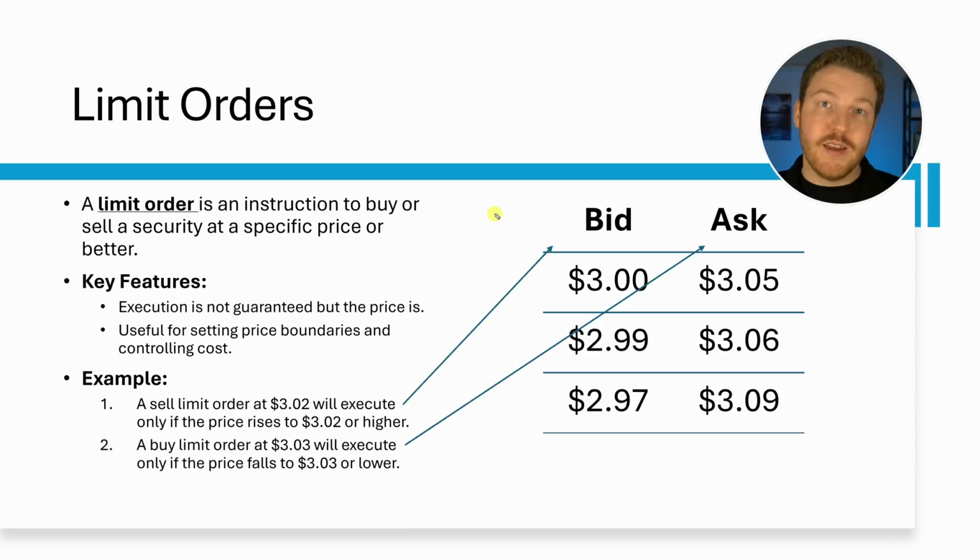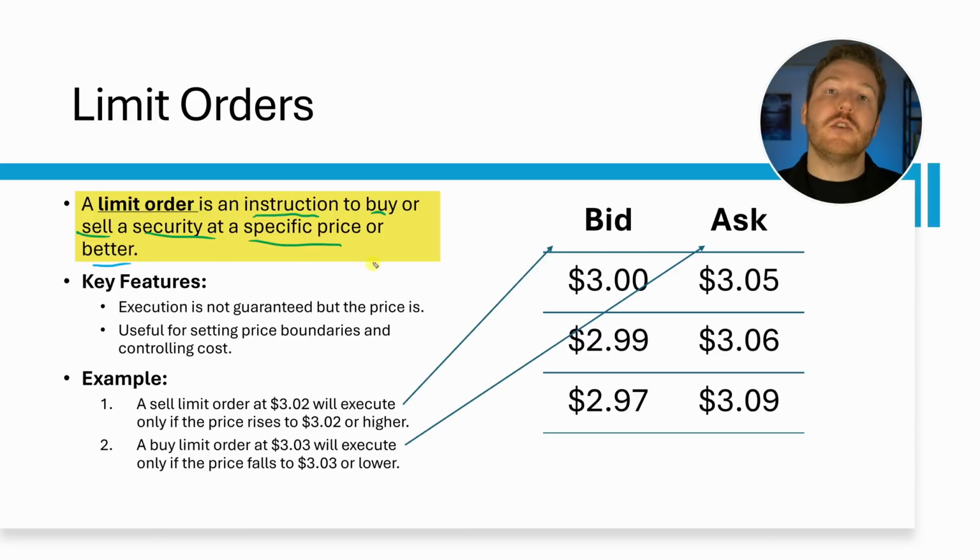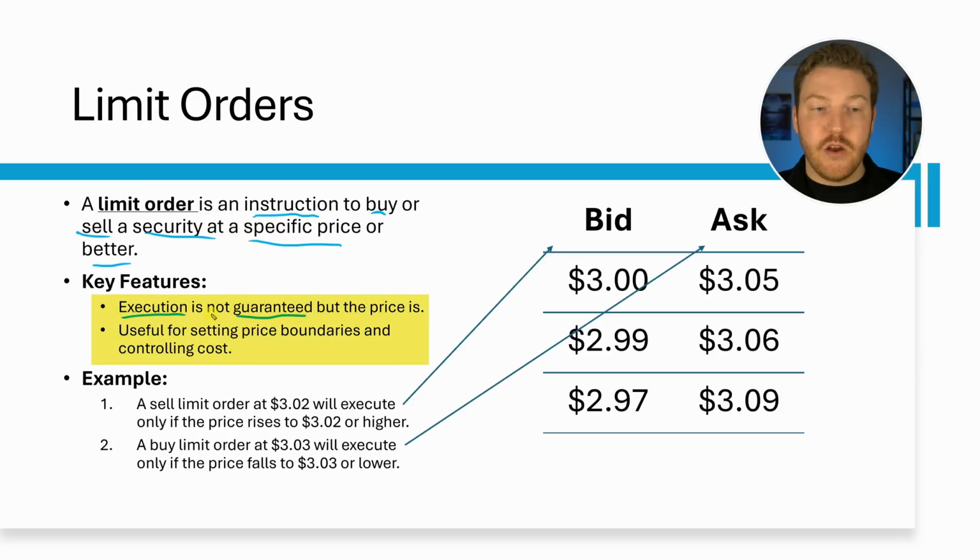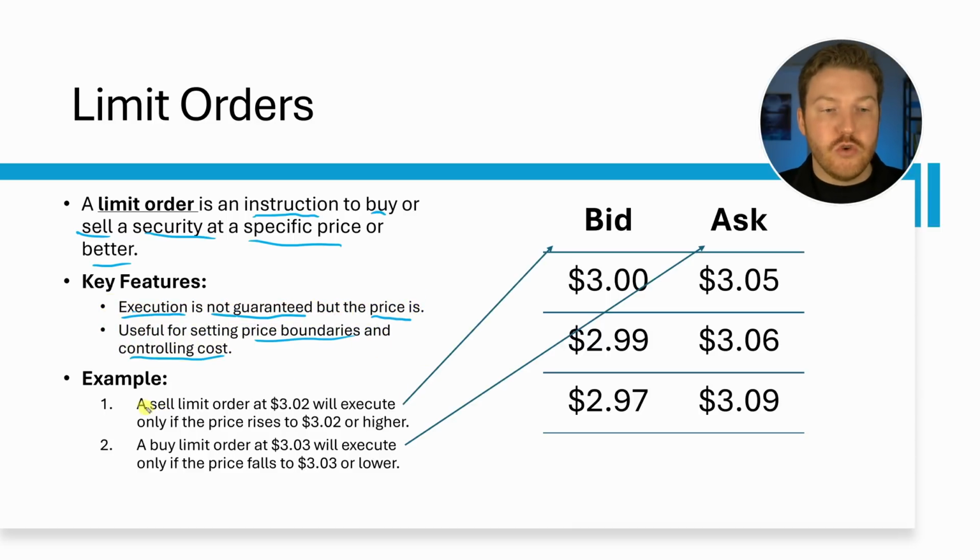Now a limit order is going to operate a little differently. We want to get a better price than what's available typically. So a limit order is an instruction to buy or sell a security at a specific price or better. So the key features for this are that the execution is not guaranteed, but the price is. So it's useful for setting price boundaries and controlling cost. An example would be, let's say we want to place a sell limit order at 302 that will execute only if the price rises to 302 or higher.